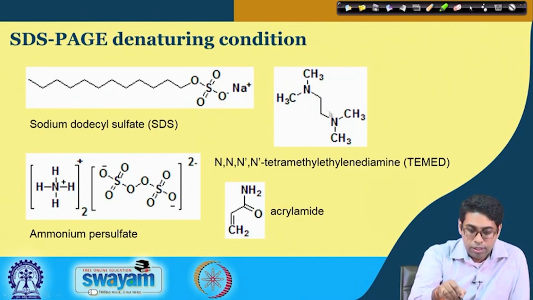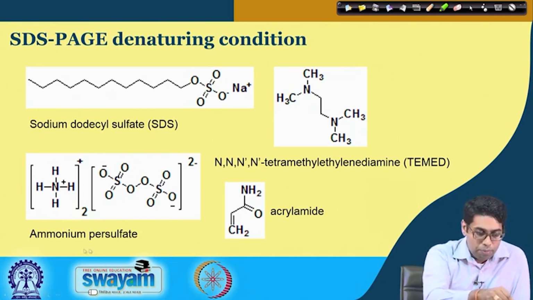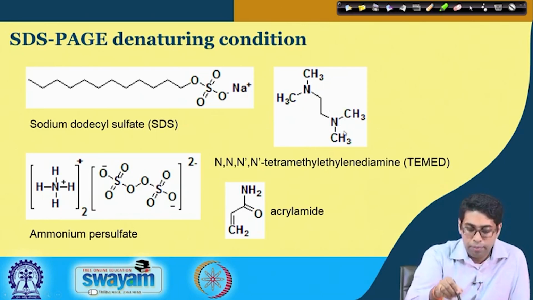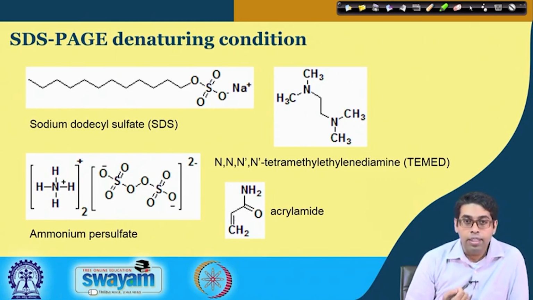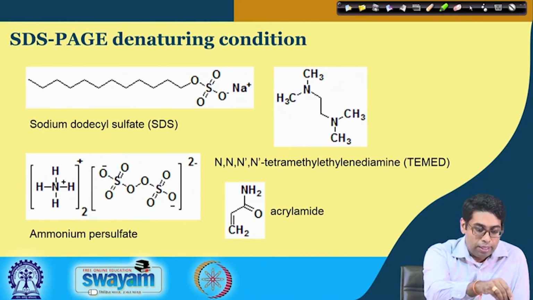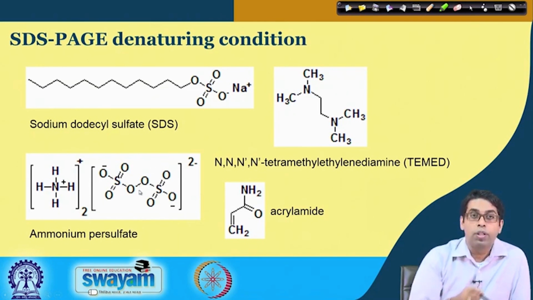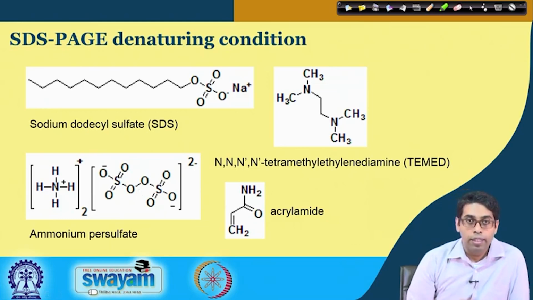Two more chemicals are used. One is ammonium persulfate and the other one is TEMED. If you remember the structure of acrylamide, it has this double bond and the polymer is formed across this double bond. This reaction is mediated by the formation of free radicals, and these free radicals are supplied by ammonium persulfate, which acts as a catalyst. When ammonium persulfate is dissolved in water, this peroxide bond is broken spontaneously and it forms free radicals.